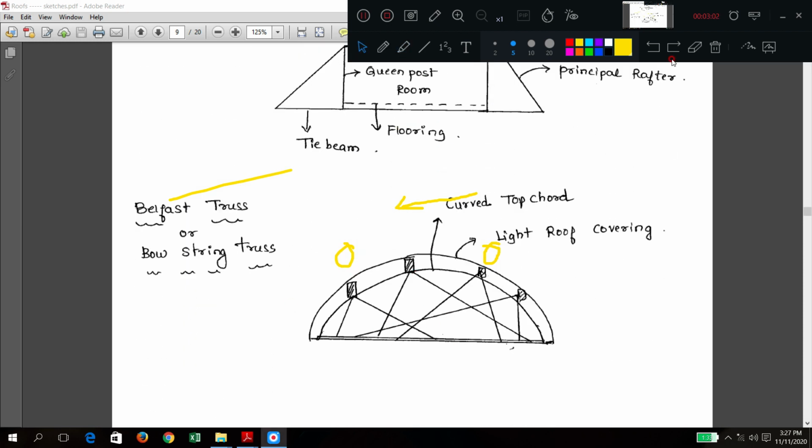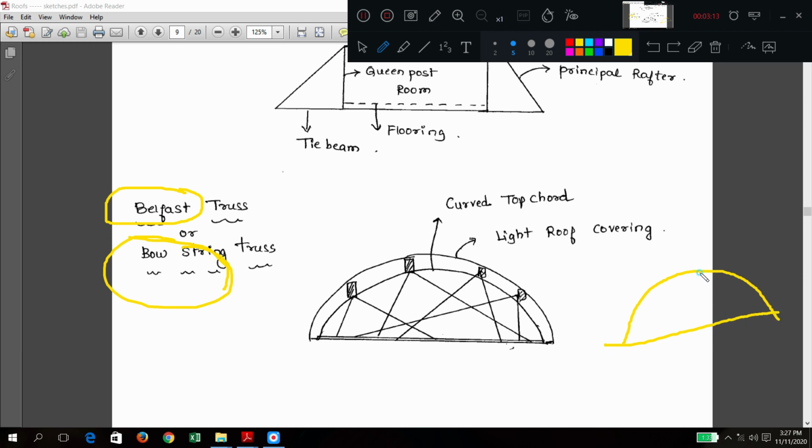Next is Belfast or bowstring. Can you imagine this one? Like a bow and arrow, you can shoot an arrow. That type of truss is the bowstring truss. This is in the form of a bow. These are very thin sections such that they can be bent. Here the top chord is curved.